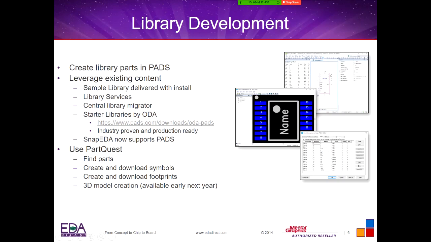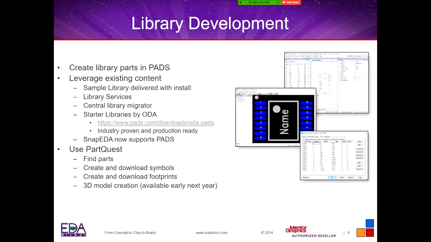company called ODA. That's Optimum Design Associates. They're in the Bay Area. They gave Mentor 10,000 library parts. ODA is a service bureau up in the Bay Area that also manages a lot of companies' libraries.